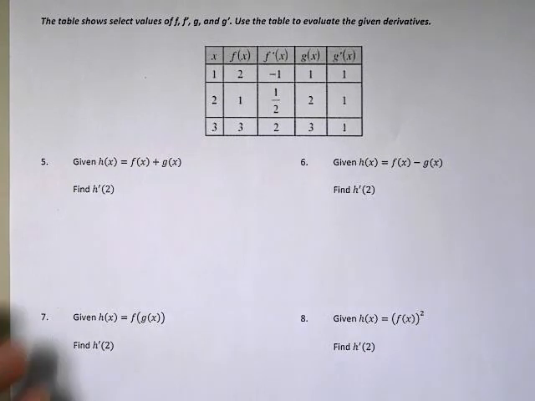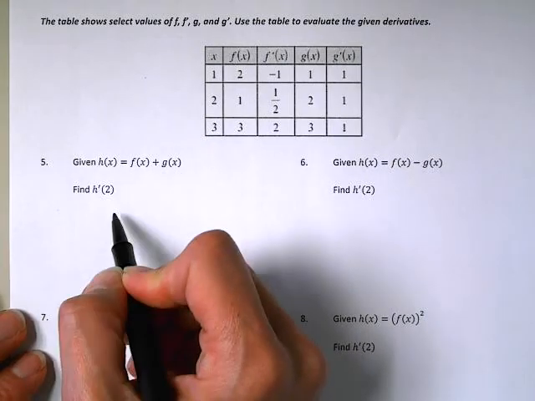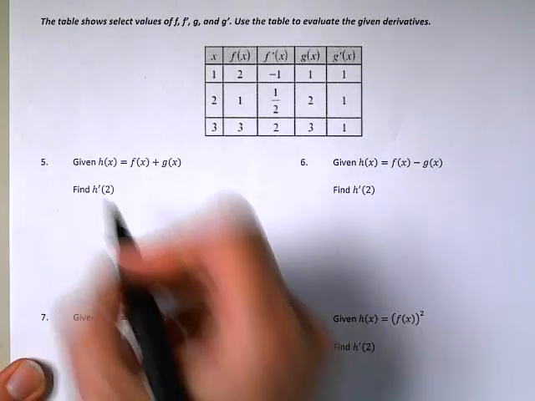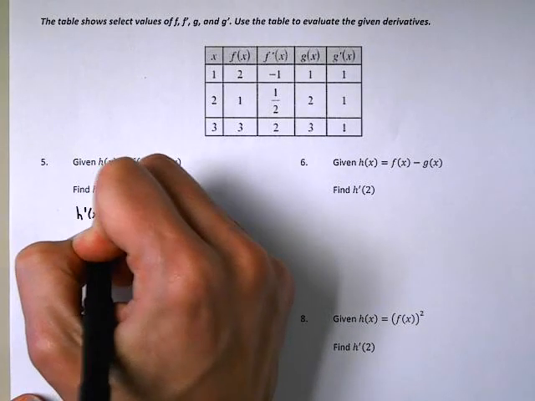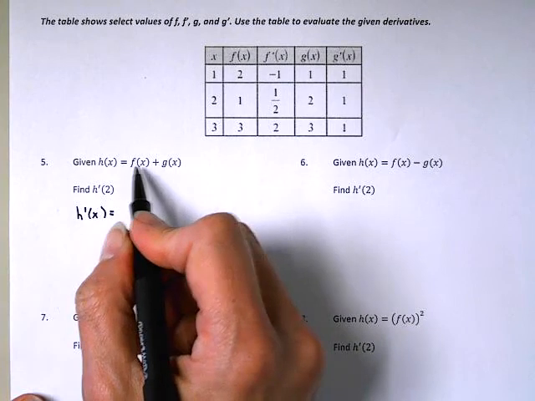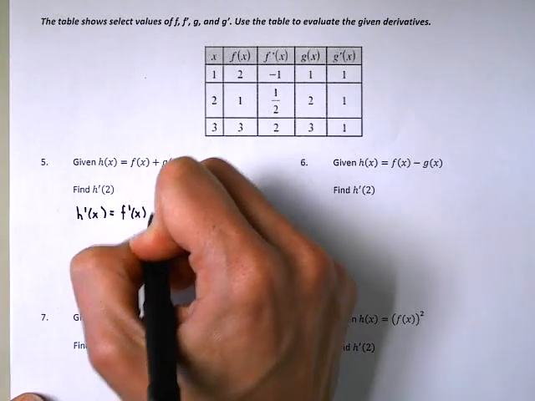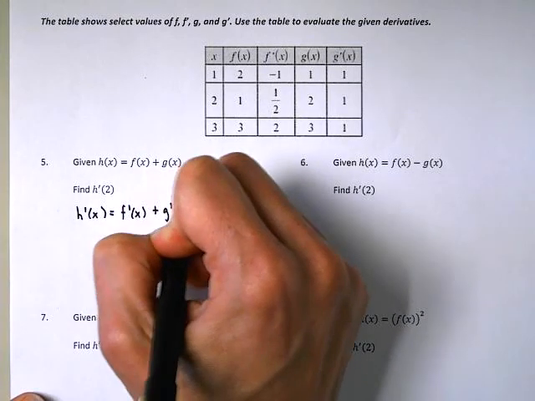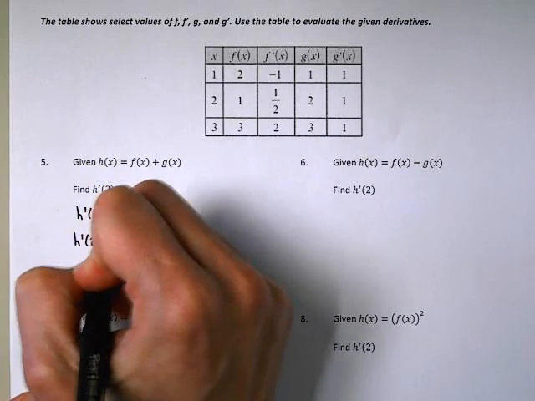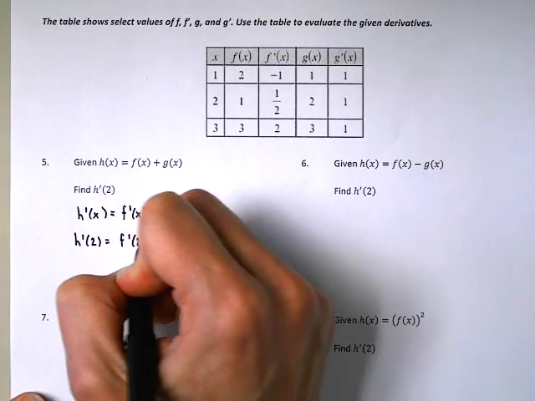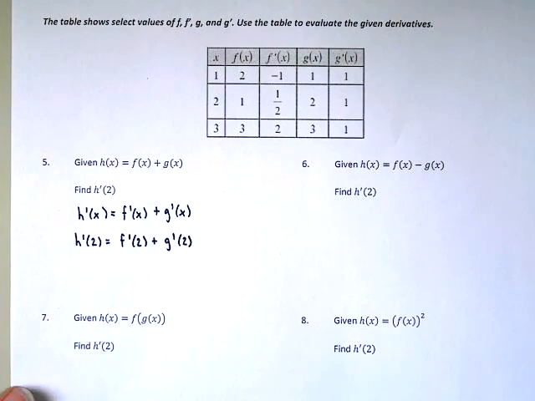So for number 1, they're telling us that h of x is the sum of f of x and g of x, and we're asked to find h prime of 2. Now, before I jump into the specific value, I'm just going to write an equation for h prime of x. I know that h prime of x is just going to be the derivative of f plus the derivative of g. So now h prime of 2 is just f prime of 2 plus g prime of 2.